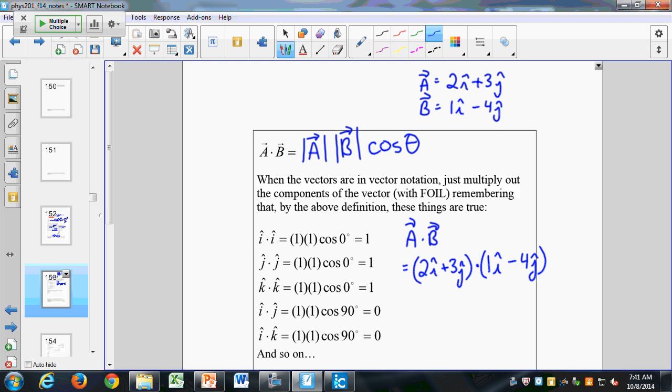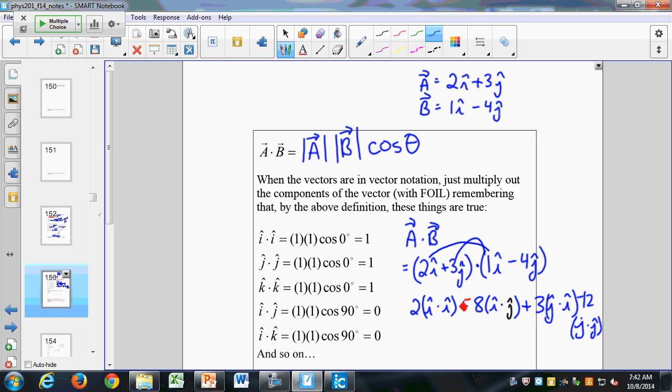So FOIL says first, so that's going to be 2 times i dot i, plus the outer, which is negative 8 times i dot j. Oh yes, minus 8. Inner is 3 times j dot i, and last is negative 12 times j dot j.